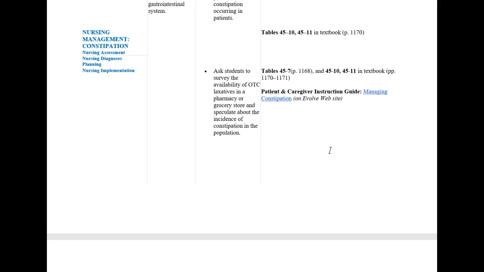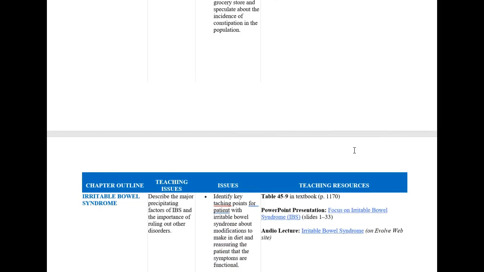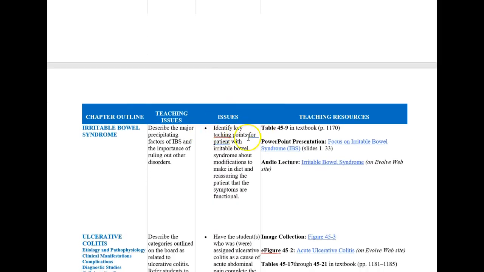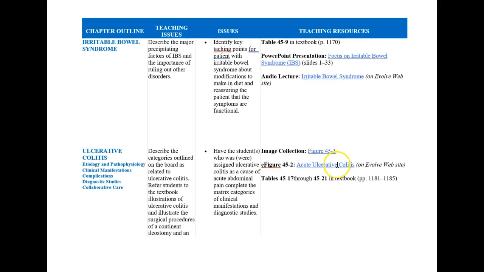We really need to train our seniors to increase their fiber and increase their fluid. I know it's difficult for patients to drink lots of fluid, but it is really core to them avoiding constipation. So what are some of the key teaching points you need to think about? Irritable bowel syndrome is very common in our population as well, so the focus is on the diet, and we need to look that up. Here's where it is in your textbook, along with the key points.